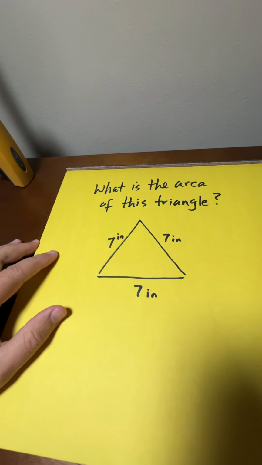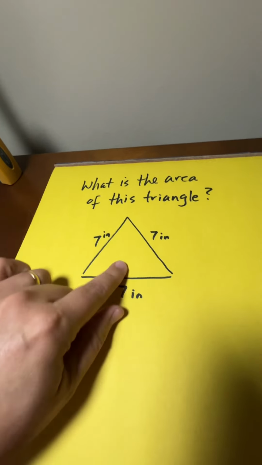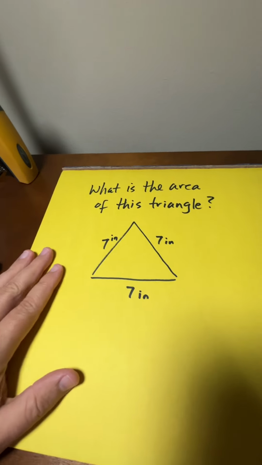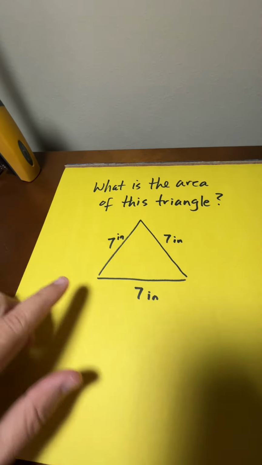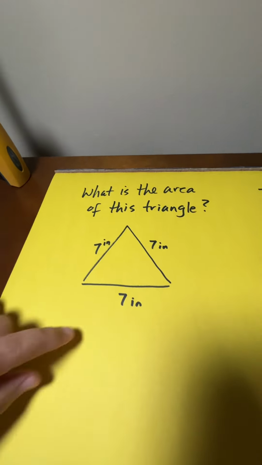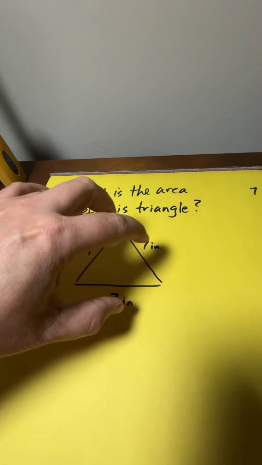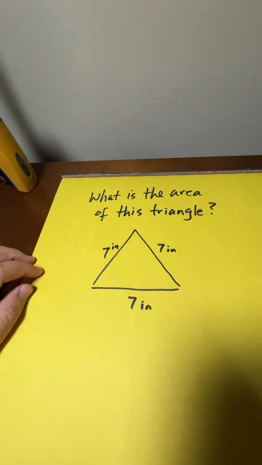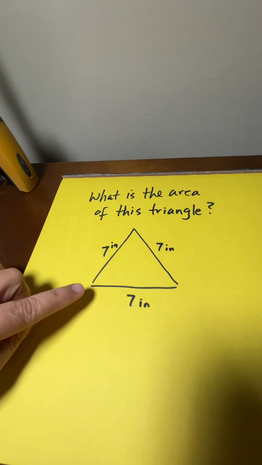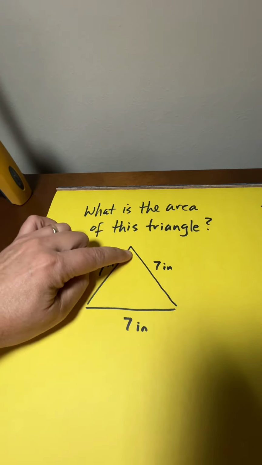So the area of any triangle is 1/2 the base times the height, but we're not given the height here. But we are given enough information to find the height, because if it's equilateral, all the sides are 7, then we know that also all of the angles are 60. So the angles in a triangle add up to be 180, excuse me. So that means this is 60 and this is 60 and this is 60.